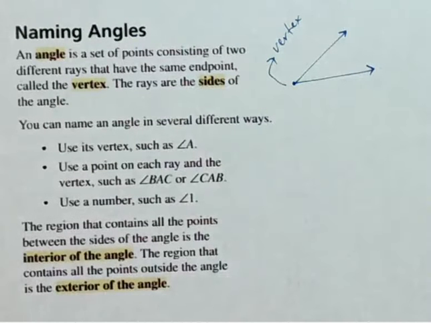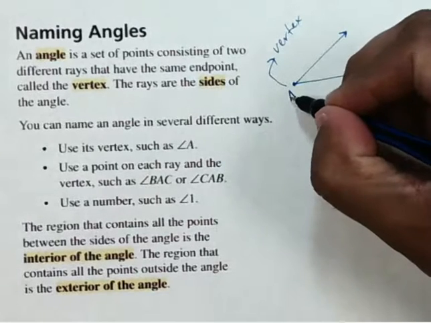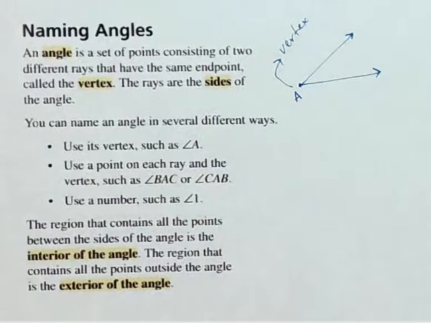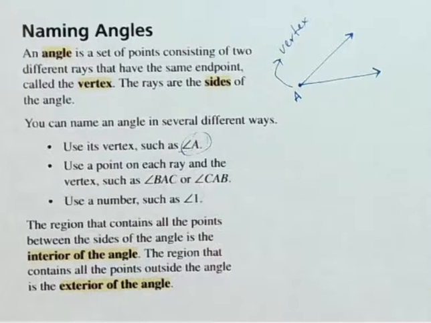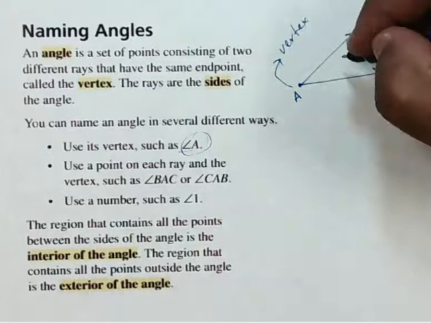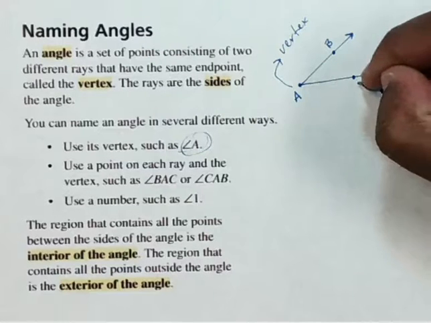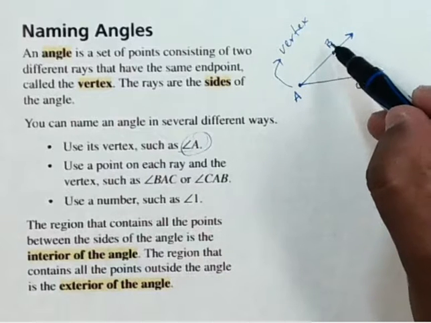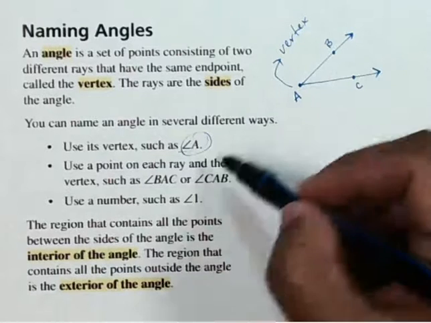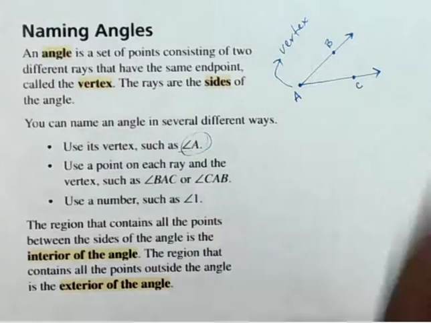All right, and then there's different ways to name an angle. The easiest way is to name it by the vertex. So we would just call this angle A, like it says right here. We could also pick a point on each ray. So we'll call this one B, and we'll call this point here C. And so we could name it going this direction. We can go from B to A to C, and we'd call it angle BAC. Or we could go the other direction. We could start at C and call it angle CAB.